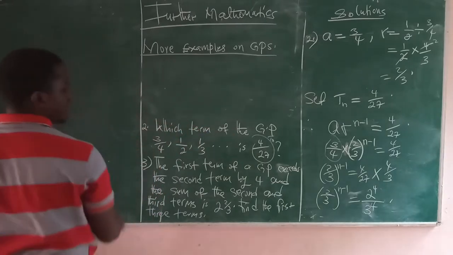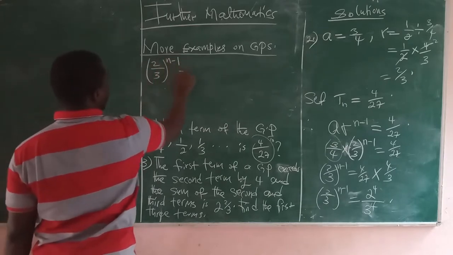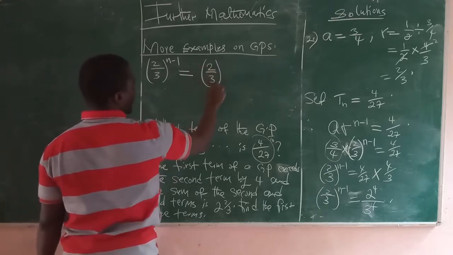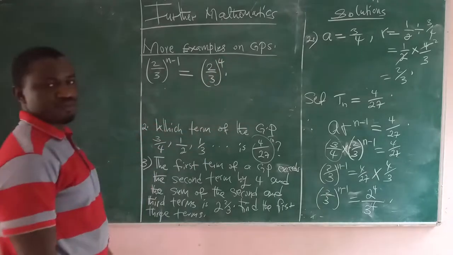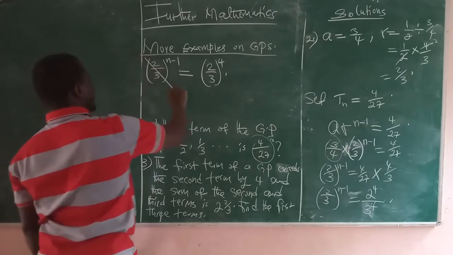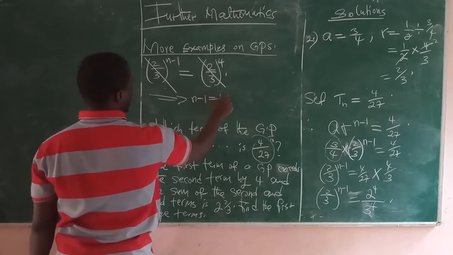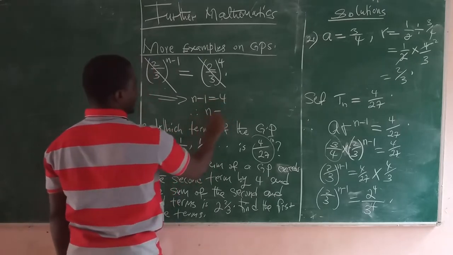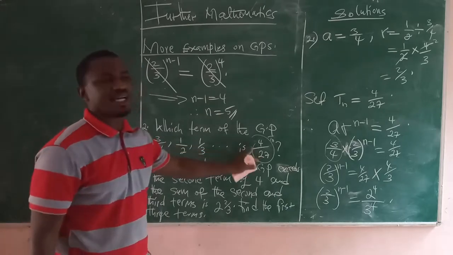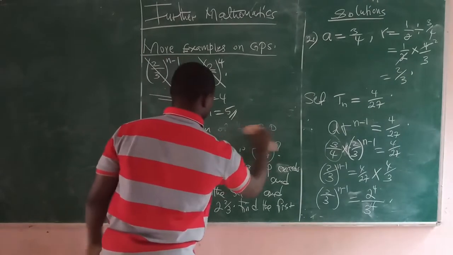So that means that I have 2 over 3 power n minus 1 is equal to 2 over 3 power 4. Both of them power 4. Easy. So the same bases, we can equate them, we can cancel out. This implies that n minus 1 is equal to 4. Therefore, n is equal to 5. Okay? So it is the fifth term that is 4 over 27. Okay? So that's it.